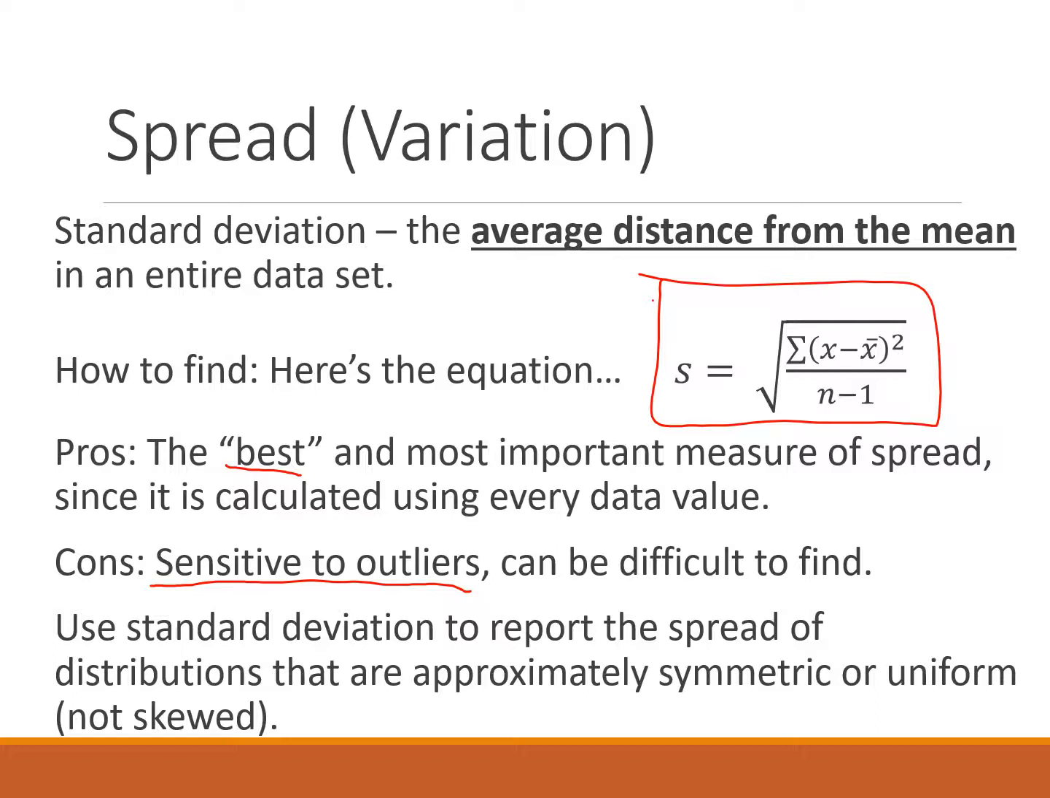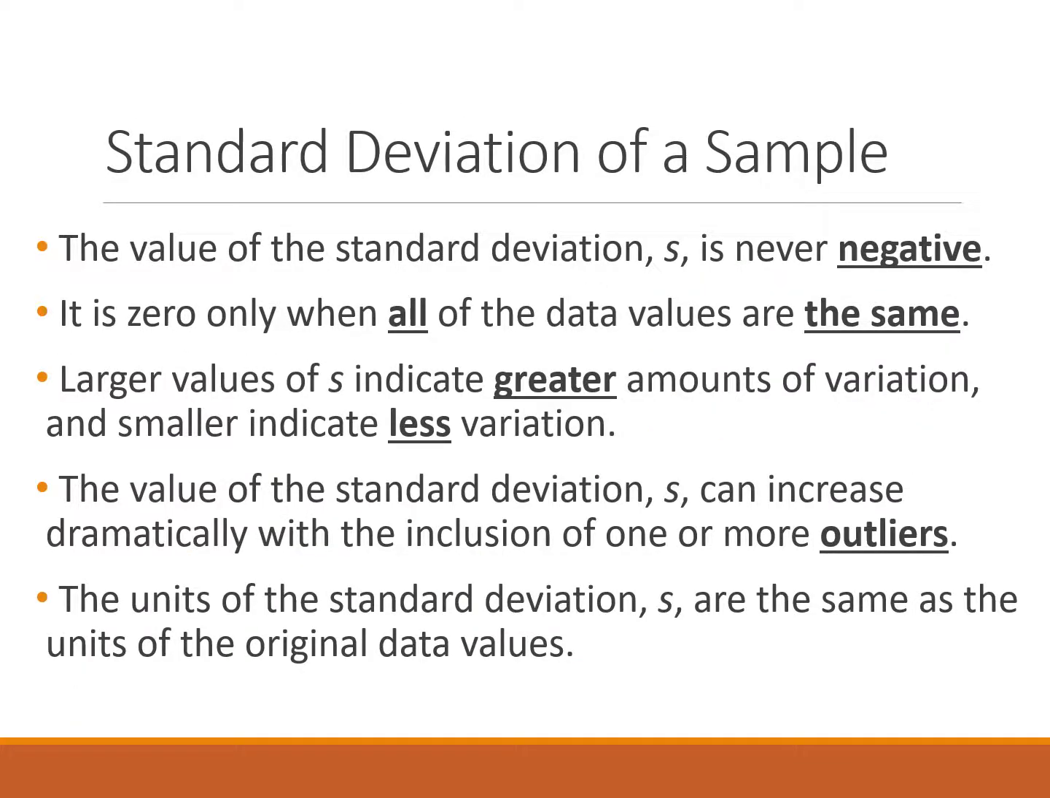So we want to use standard deviation anytime we have an approximately symmetric or uniform distribution, something that's not skewed. We always pair it with the mean. So if we give the mean as the measure of center, we give the standard deviation as the measure of spread. A few more facts about standard deviation.